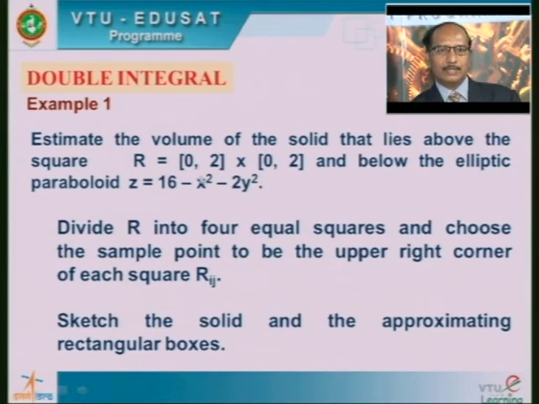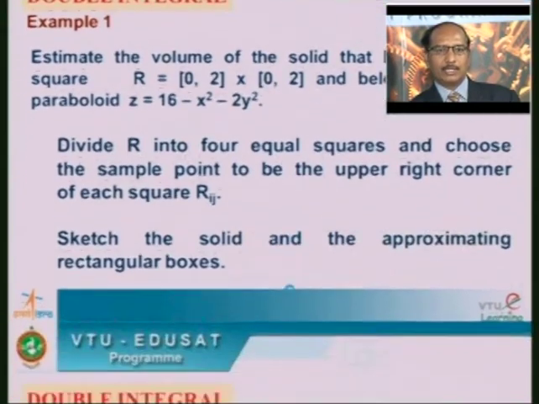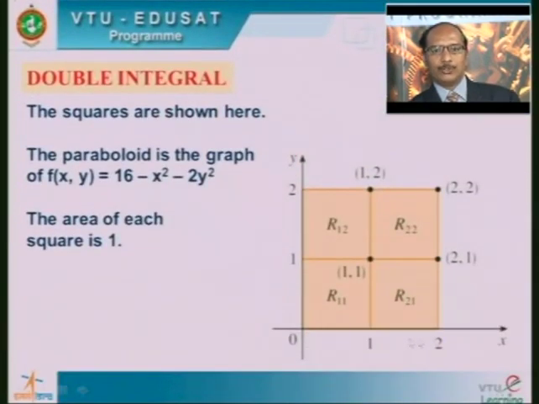So divide the region R first into 4 equal squares. R can be divided into any number of squares. First I consider R into 4 equal squares and choose the sample point to be the upper right corner of each square R_ij, and sketch the solid approximated by rectangular boxes. You can see in the picture 0 to 2 and 0 to 2, the given region in the xy plane, where x varies from 0 to 2 and y also 0 to 2. So it is a square region R.